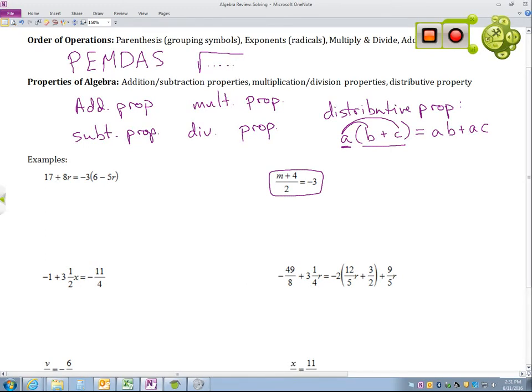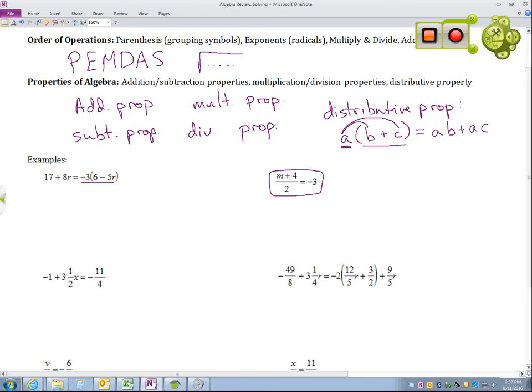And it doesn't really matter if you go to the left or right. Some of you have learned to always move your variable to the left, and some of you have learned to move your variable to whatever side gives you a positive variable coefficient, but it doesn't really matter. To get the R's together, though, we do need to take care of these parentheses here. So what we're going to do first is use the distributive property and multiply the -3 by both terms on the inside.